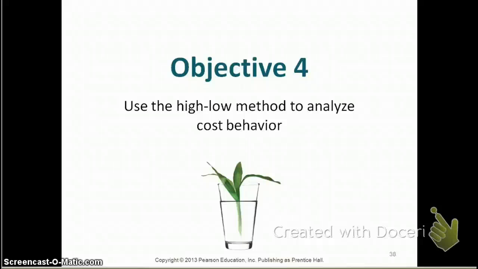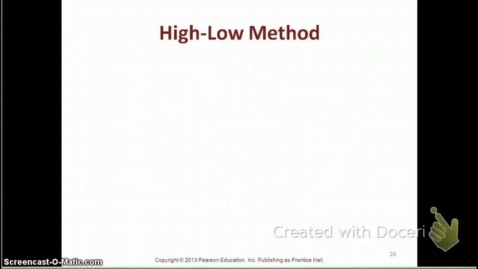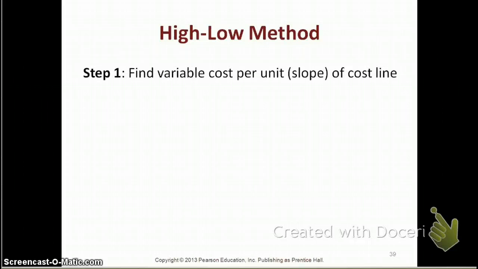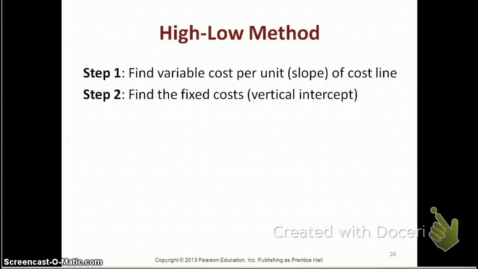Next, let's take a look at the high-low method to analyze our cost behavior. The high-low method has 3 steps that you need to follow. Step 1 is to calculate your variable cost, which is the slope of your cost line. Second step is to find the fixed cost, which is your vertical intercept. And step 3 is to create the cost equation.